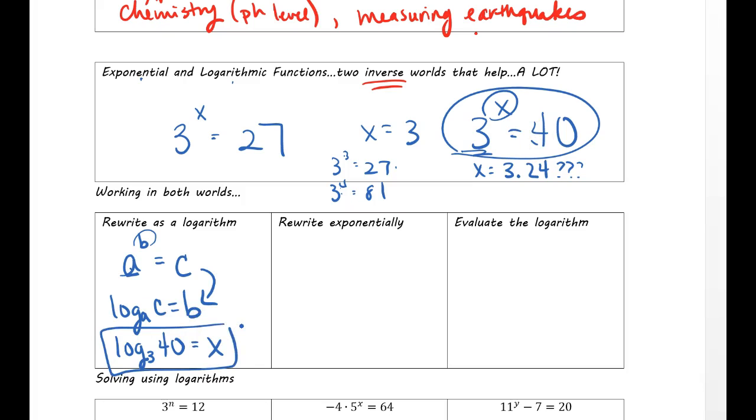Please understand that these are synonymous. This is the same dang thing as this. They are just written in two different worlds. One's written exponentially and one's written logarithmically. The answer to both is the same.